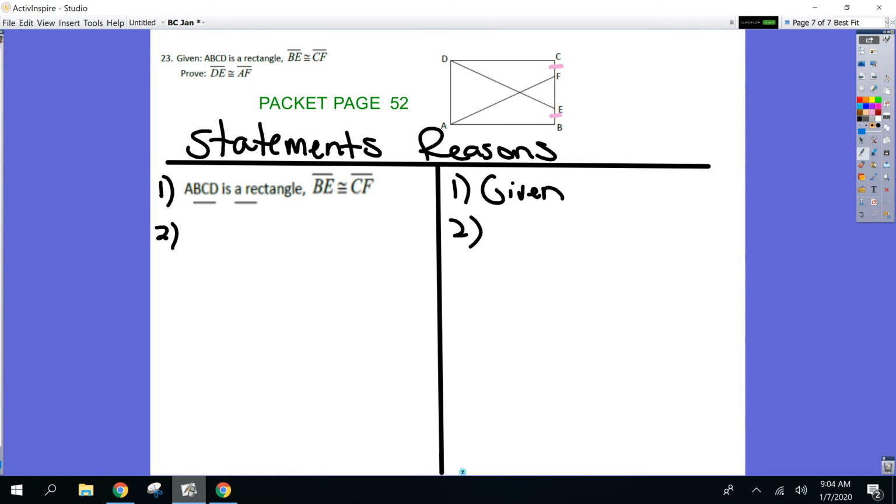Ten? Who's 10 in the house? Okay, here's my question for you. Can I just say DE is congruent to AF because it's a rectangle and diagonals are congruent? Why not? They're not diagonals. Everyone agree? And what are the odds at this point in the year you're going to do a proof that's two steps?